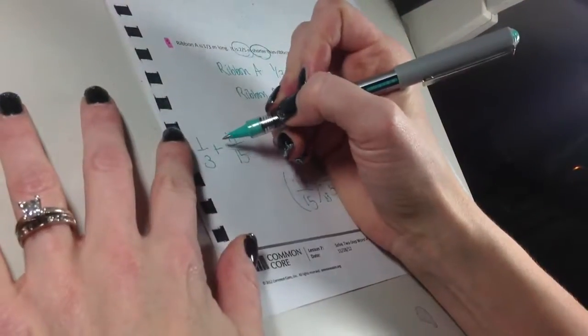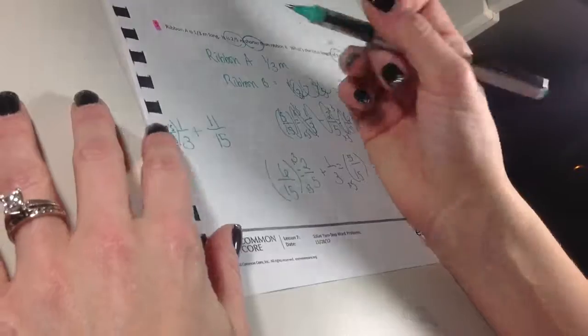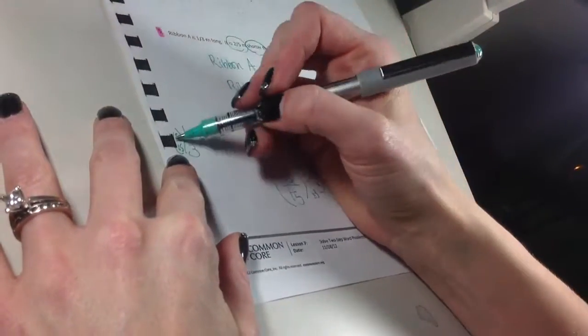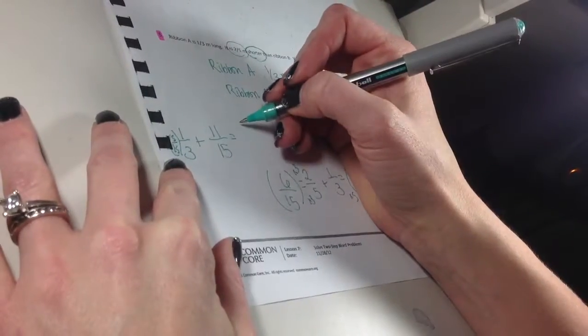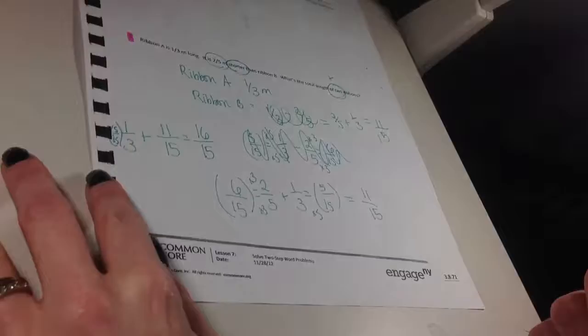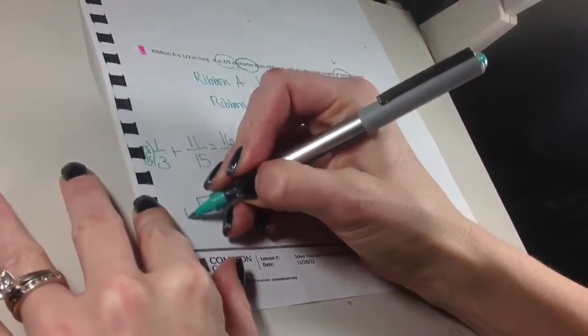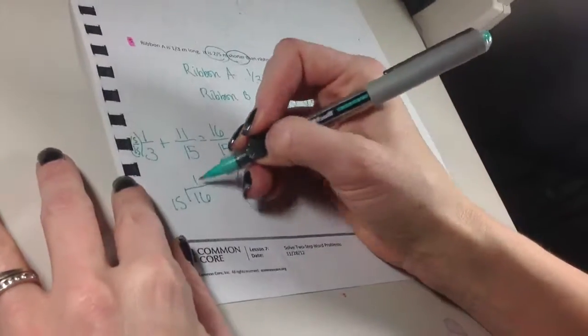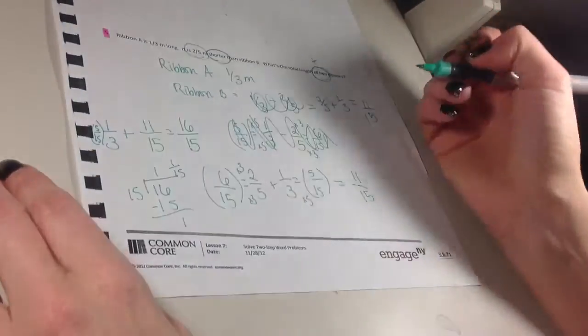3 will go into 15, so that's the only one that I need to convert. And it will equal 5/15. So 5/15 plus 11/15 is 16/15. That's an improper fraction. So I want to divide it. 15 will go into 16 once. And then I have 1 and 1/15 left over.